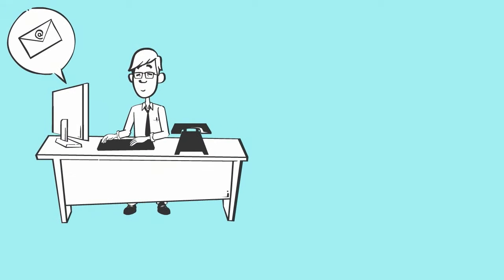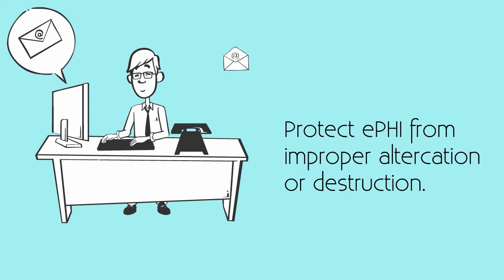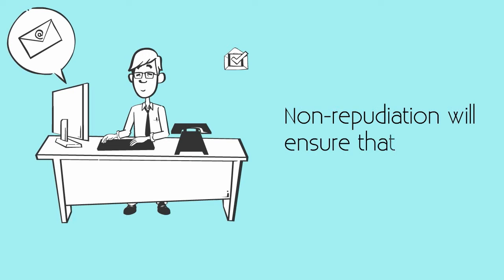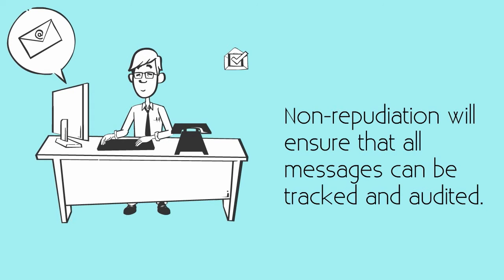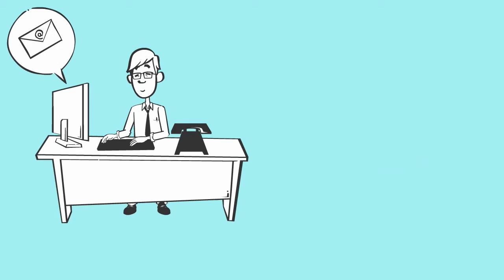Integrity. A covered entity must implement policies and procedures to protect EPHI from improper alteration or destruction. This includes having a mechanism to authenticate EPHI. Your company will need a form of non-repudiation, which will ensure that all messages have the ability of being tracked and audited to verify the authenticity of the message's contents.